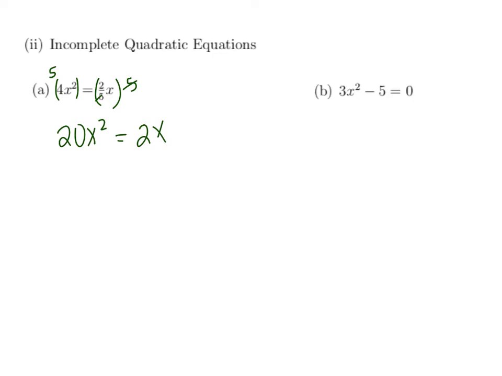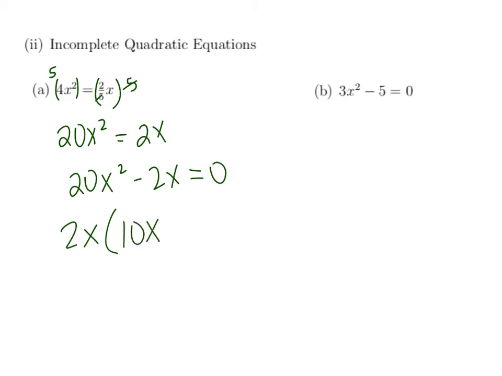2x. Moving it to one side, I'm going to subtract 2x. So we have 20x squared minus 2x is equal to 0. For this one, it's not a trinomial and it's not a difference of squares, so I'm just going to factor out what they have in common. They both are divisible by 2 and x. So I'm going to factor out 2x. So I'm left with 2x and then 10x minus 1 is equal to 0.